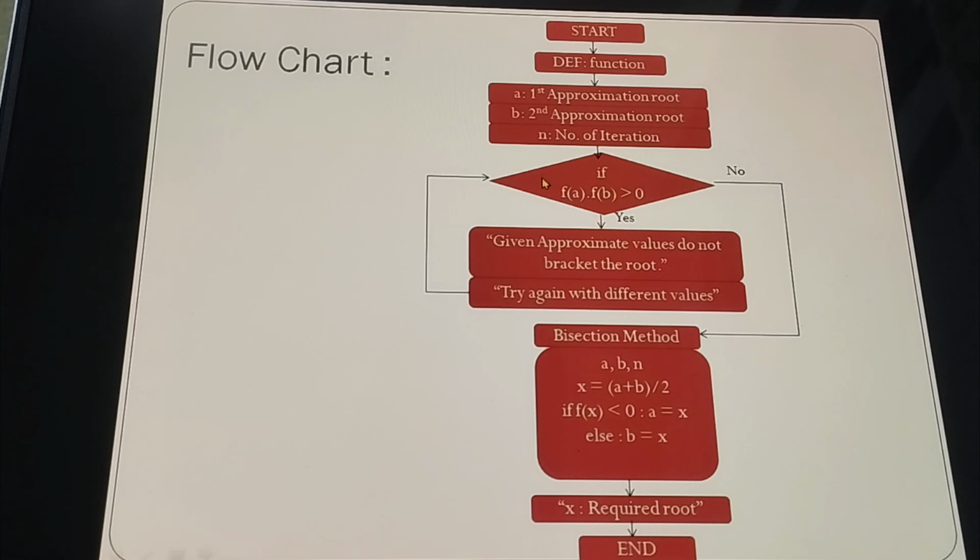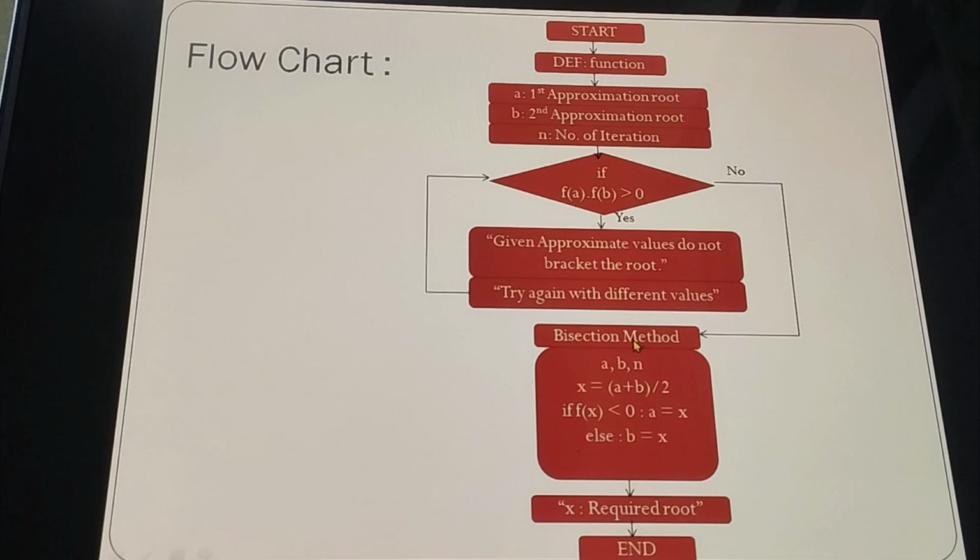Once we get the bracketing solution like this, then we can go for our actual solution. That means this condition will be false, so we will go to this link. So we are moving to the bisection method. Till this stage we have discussed how to get the values of a and b, that is the bracketing solution, using the random check. And once we get the values of a and b, then we will go for the bisection method.